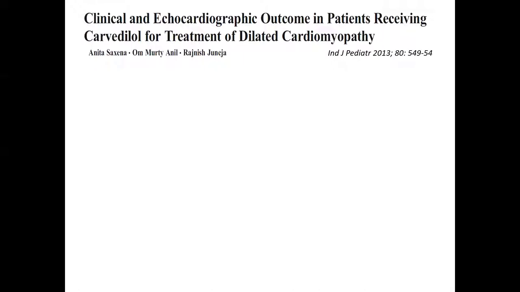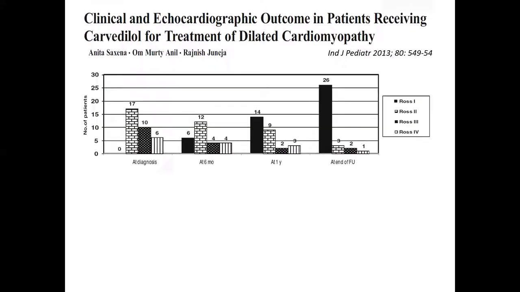We also published our data about 9 years ago, where we had patients with dilated cardiomyopathy given carvedilol. And as you would see in the graph, their symptomatic status definitely improved. At the end of the follow-up, you can see that the majority of patients were ROS class 1.